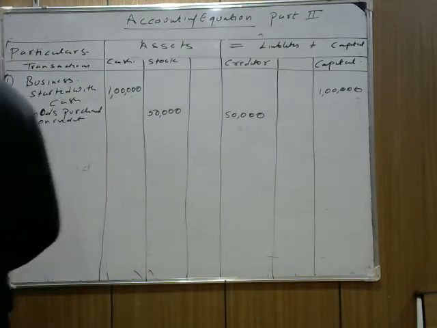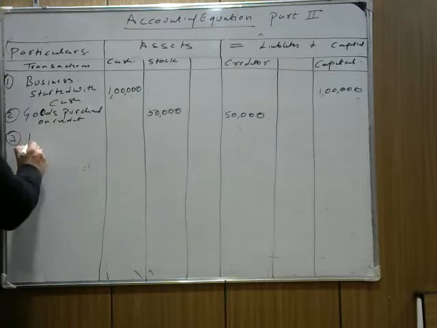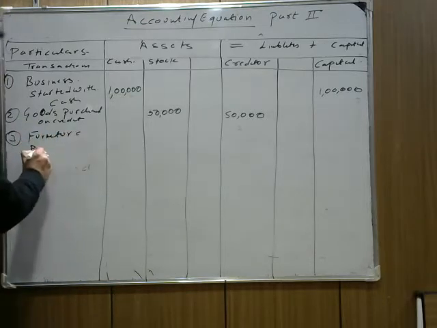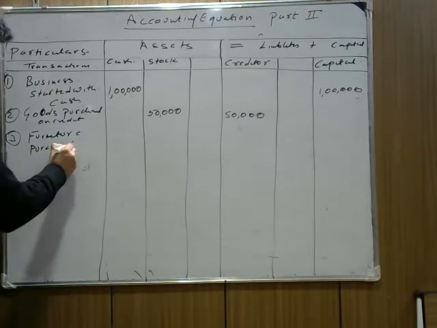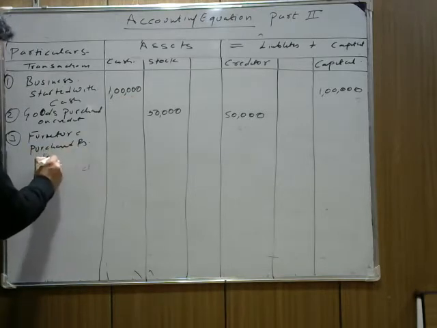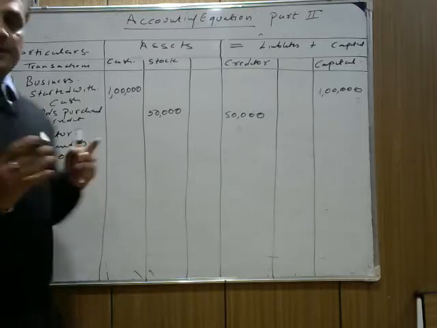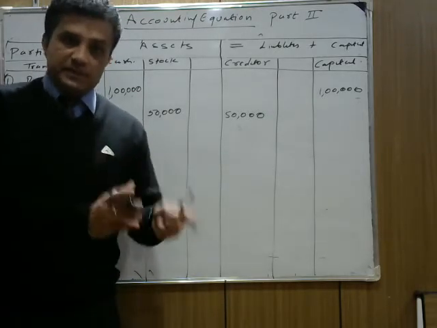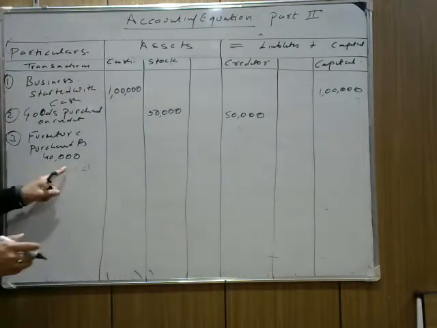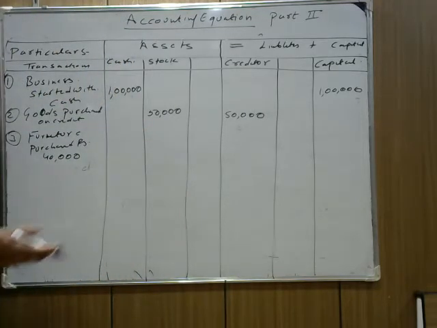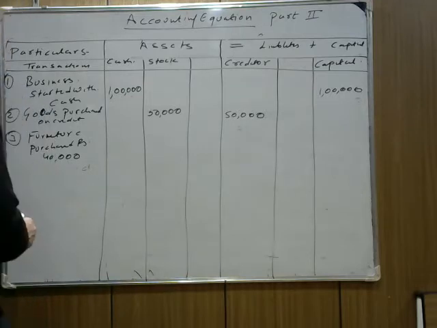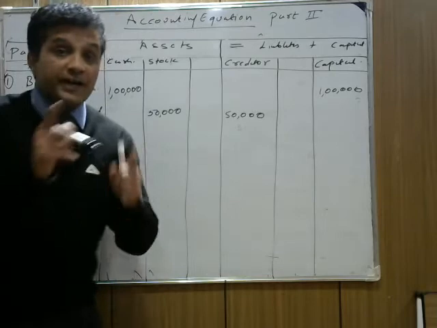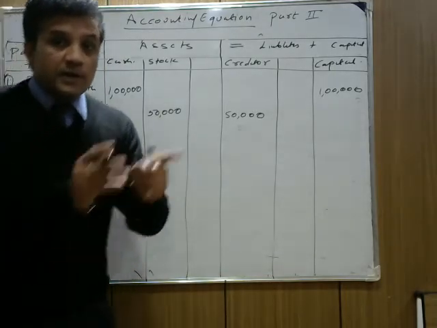Your third transaction says that furniture purchase rupees 40,000. You get a furniture. You purchase a furniture which costs rupees 40,000. I hope it's clear. Okay, is it clear now? Now, understand. You purchase furniture. It's not mentioned here that you purchase furniture on credit. It means you purchase furniture on cash.